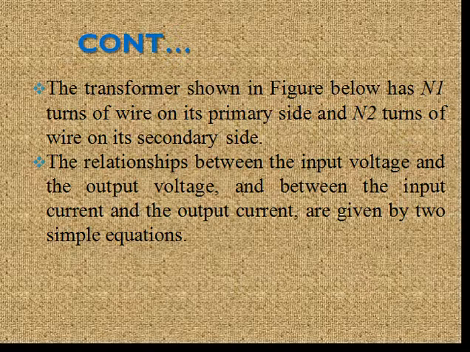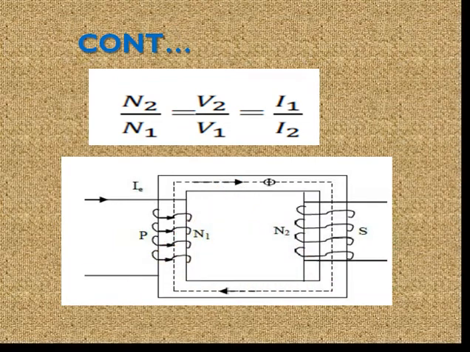The relation of these three parameters indicates the simple transformer ratio. As we see here, N1 over N2 is equal to V1 over V2, which is equal to I2 over I1. If we take the reciprocal, we get N2 over N1 is equal to V2 over V1, which is equal to I1 over I2. This indicates the simple transformer ratio.